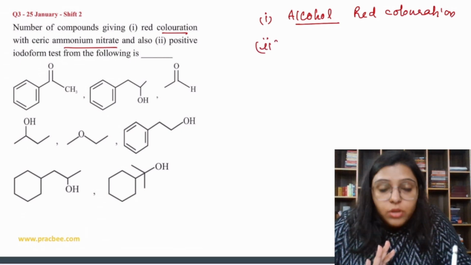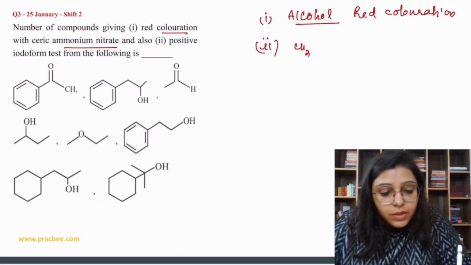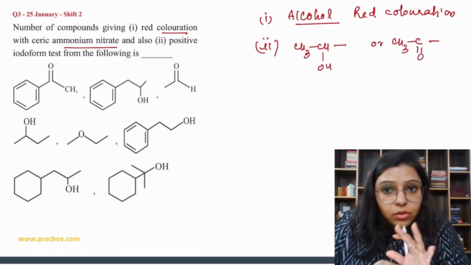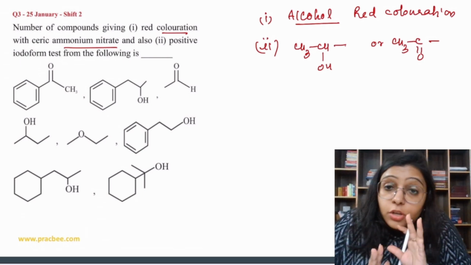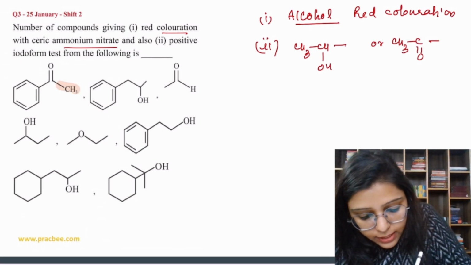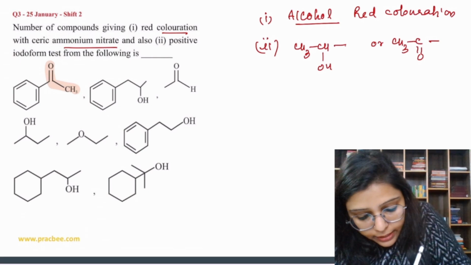Red coloration will be there for the first test. And second, a positive iodoform test. For a positive iodoform test, we should be having this group or this group, right? So these groups generally give iodoform. So the question says which gives both tests. See, here we have CH3 C double bond O, so it gives the second test.